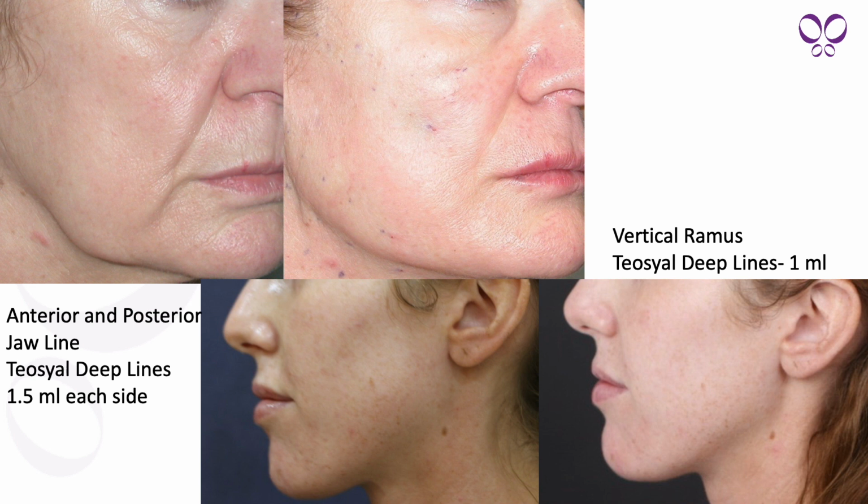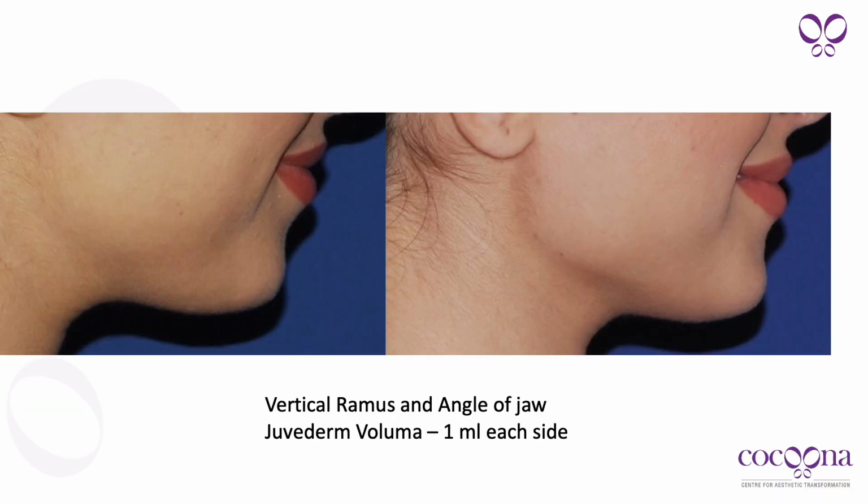And this is just the vertical ramus injection to enhance the vertical ramus and a part of the horizontal ramus. So Teosyal Deep Lines, 1 ml injected in the subcutaneous plane. This is again vertical ramus and angle of the jaw corrected using Juvederm Voluma, 1 ml on each side.